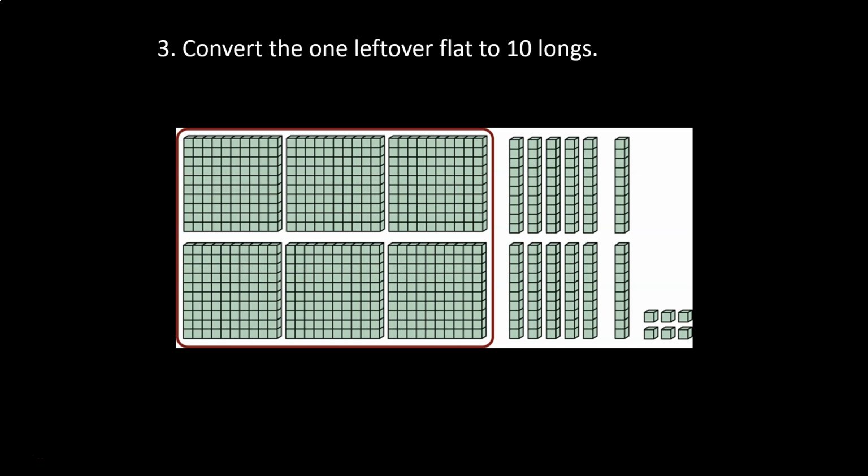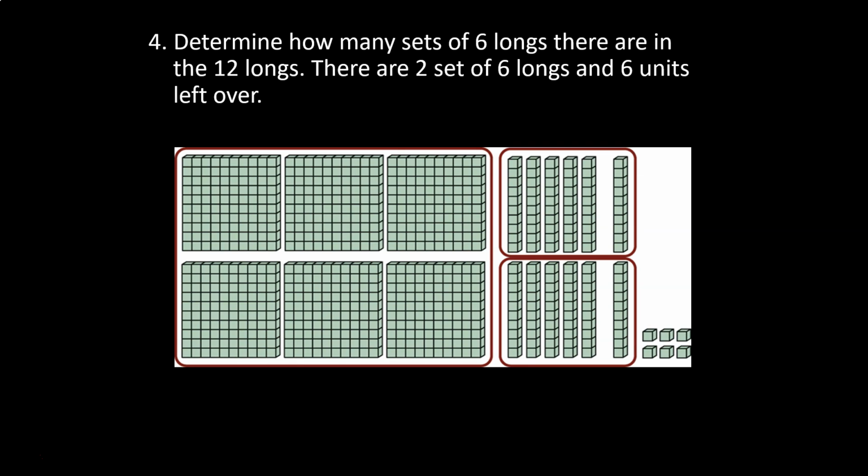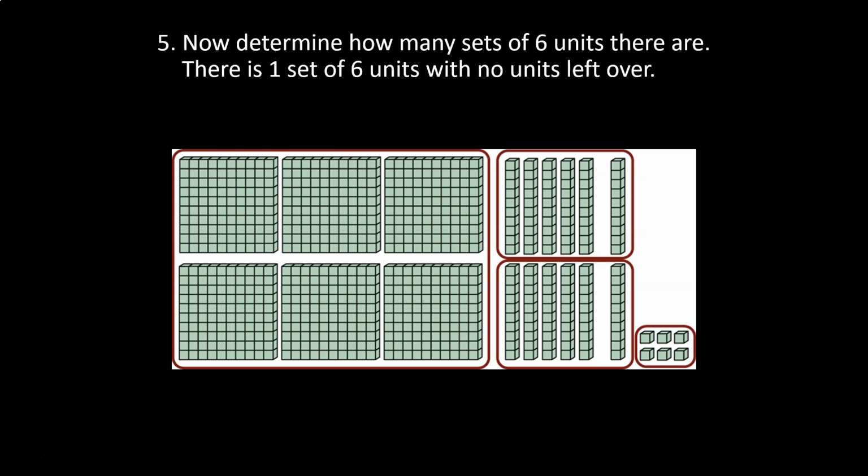Now, instead of having 1 flat and a couple of longs, we can see that we have multiple longs to create groups out of. Notice that we now can create 2 groups of 6. So in each one of these circles, I have 6 longs. We finished with the longs, now we can move on to the units. There happen to be exactly 6 units, so we're able to make a group of 6 there as well.